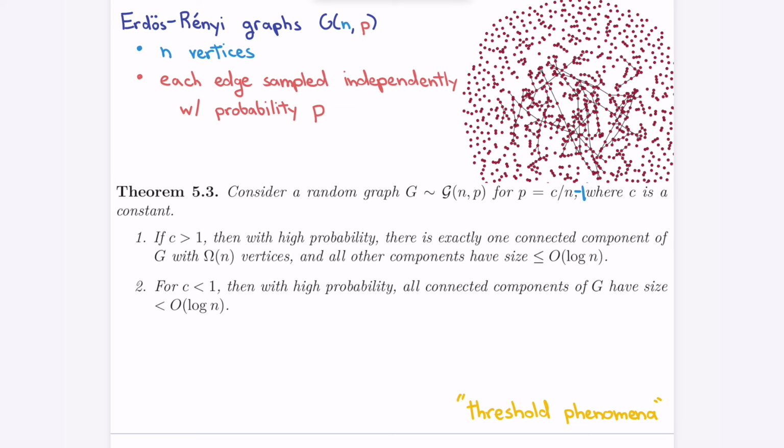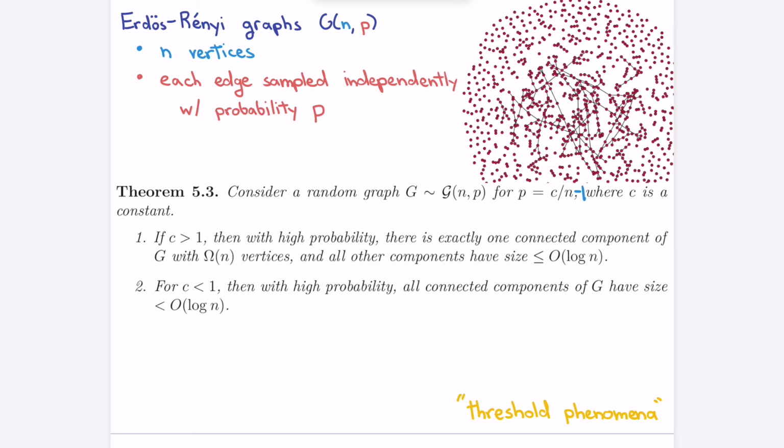So suddenly, when you go from 0.9999999 to 1.00001, you go from a graph with no real significant components to one giant component. The drama is that you change this c by a small value, you would think, and you get a qualitatively completely different graph. This is called a threshold phenomenon.